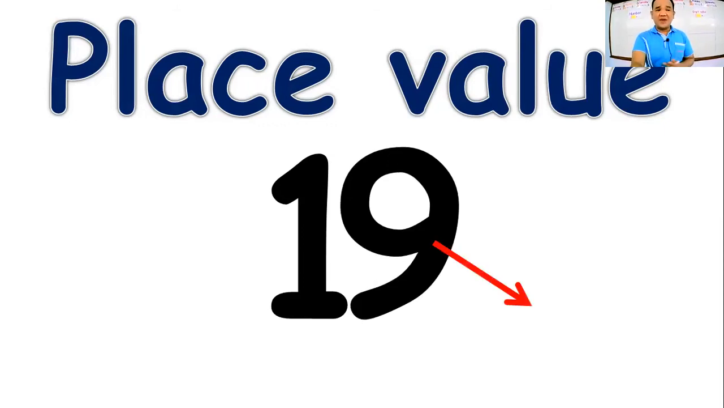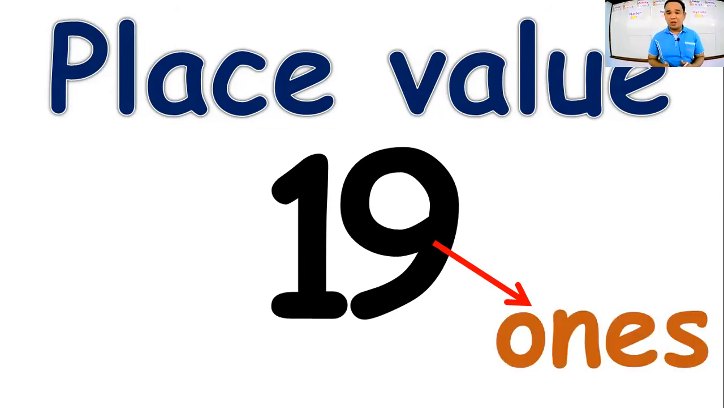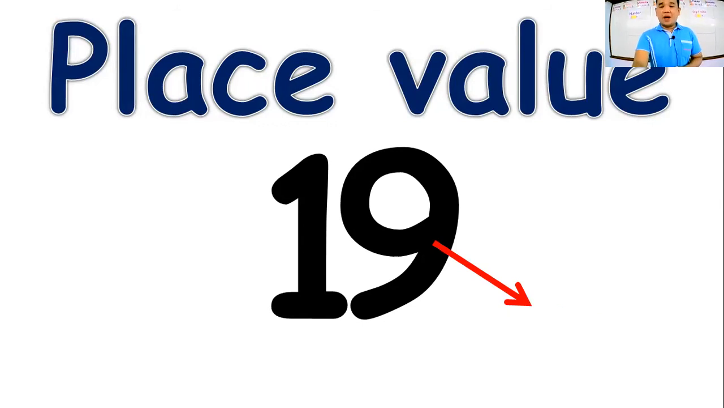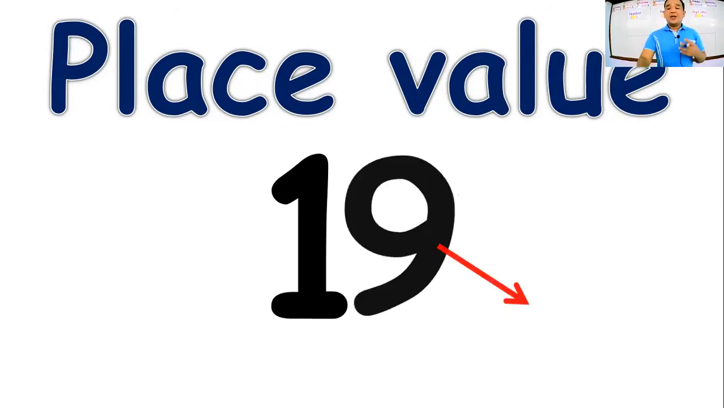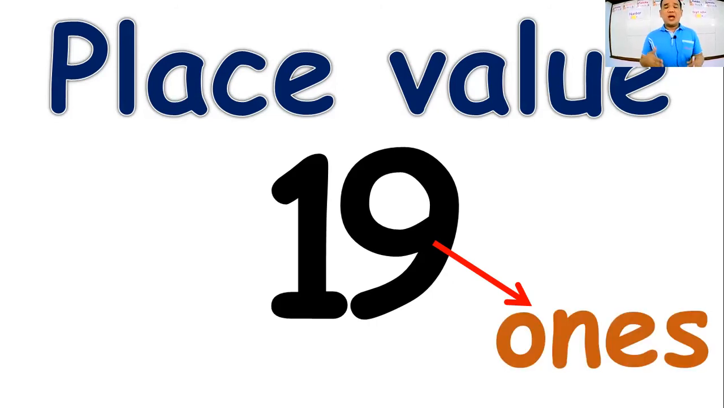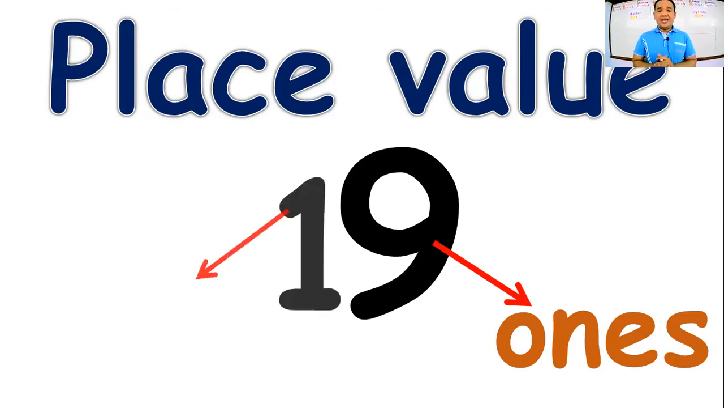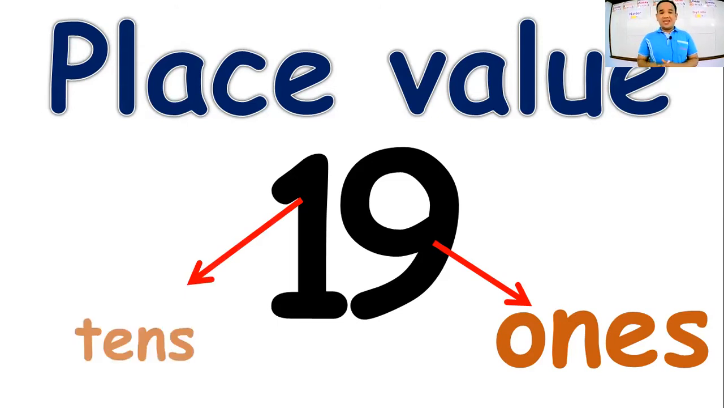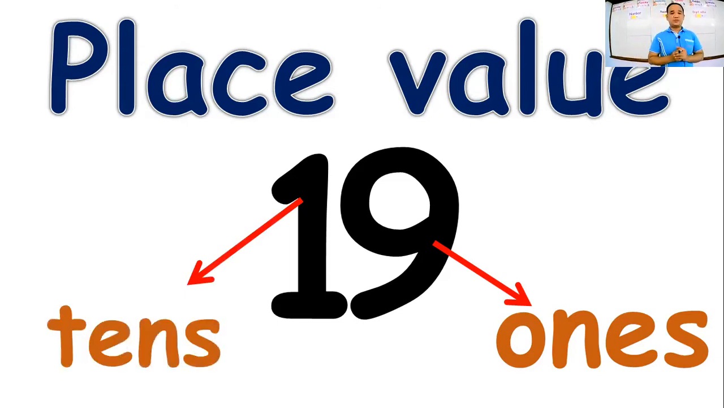We have here the given number, which is 19. But what is the connection of the place value to the number 19? Number 9 is what we call ones. And how about the number 1? All right, if 9 is ones, therefore the number 1 is our tens. So that is place value.